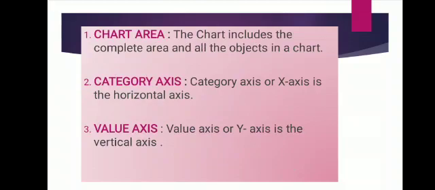Third one is value axis. Value axis or y-axis is the vertical axis and is used to plot the values. Now the difference between category and value axis is that on the x-axis we plot the subject of analysis, and on the y-axis we plot the values. Okay.